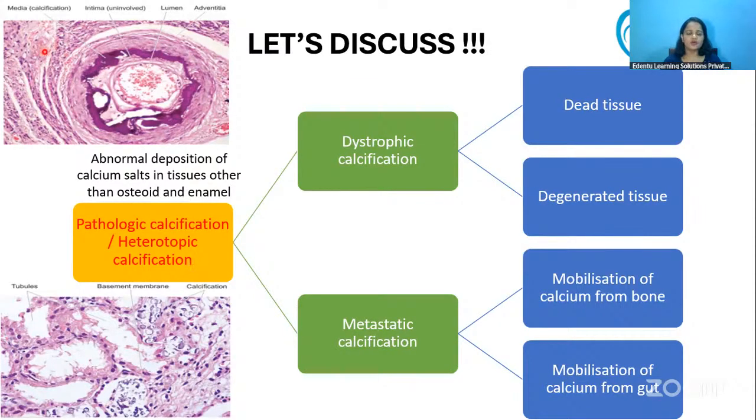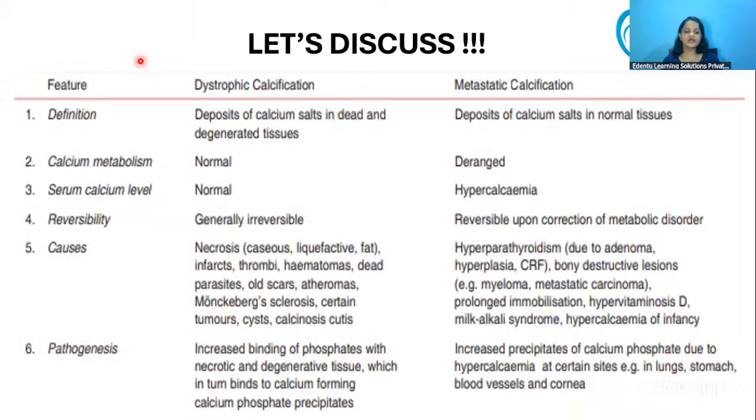Okay, so this is how you will see calcifications in a histological view. This is a blood vessel. You can see this dark pink colored ring-like structure. Yes, that is the calcium getting accumulated inside the blood vessels. Okay, so let's see the main differences between dystrophic calcification and metastatic calcification.